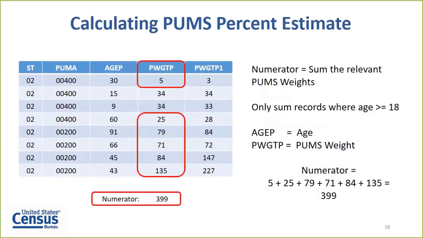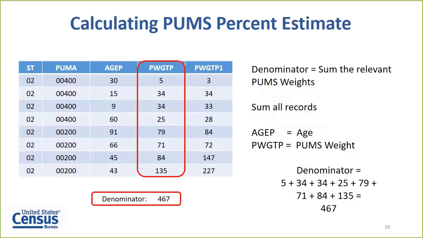So to calculate the numerator, we sum up the PUMS weight for the records where HP is greater than or equal to 18. The PUMS weight variable is called PWGTP, so we would add those circled in red, the 5 plus 25 plus 79, et cetera, and obtain a numerator of 399. Notice that in the last column there's a variable called PWGTP1, and this is the first replicate weight, and we'll come back to that in a moment.